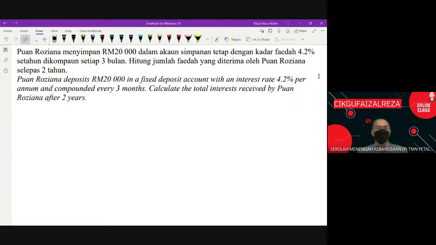Calculate the total interest received by Puan Rosana after 2 years. So, matured value. What is the formula? Do you remember? MV?